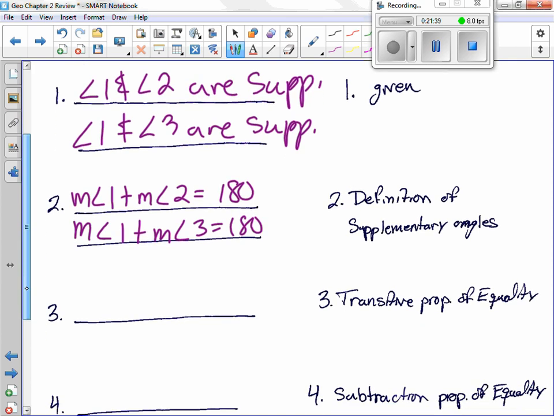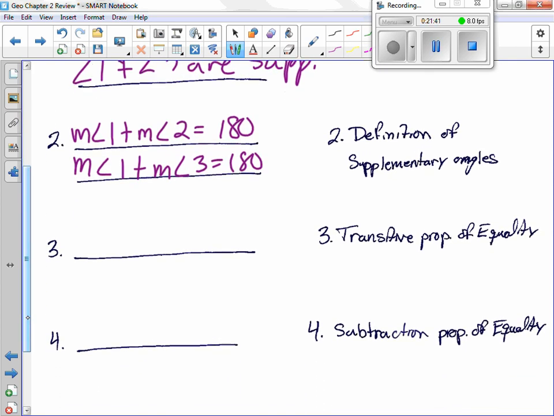We can also say that the measure of angle 1 plus the measure of angle 3 is equal to 180, because of the definition of supplementary angles. Supplementary angles tells me that they add together to be 180. Now I have two things set equal to 180, don't I? So that means I can set them equal to each other. So you say the measure of angle 1 plus the measure of angle 2 is equal to the measure of angle 1 plus the measure of angle 3 because of the transitive property of equality. 1 plus 2 equals 180, 1 plus 3 equals 180, so I can set them equal to each other.